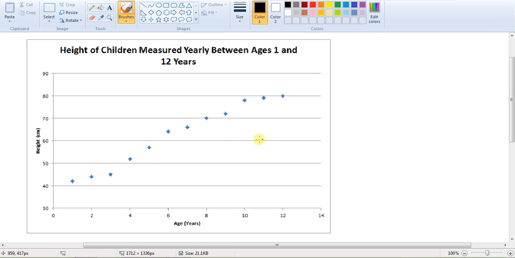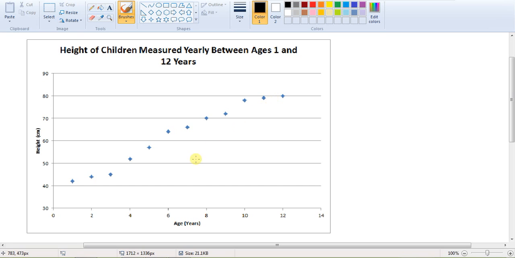Okay, so what is a trend line? A trend line is kind of like the average of all the points that you have. So instead of, like we did last time, where we just connected all of these dots together, a trend line kind of just takes the average of all of your data points.